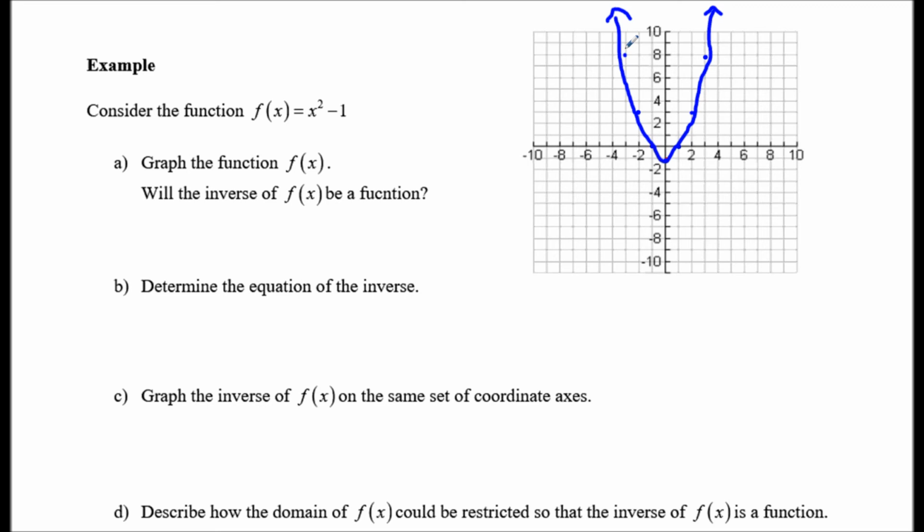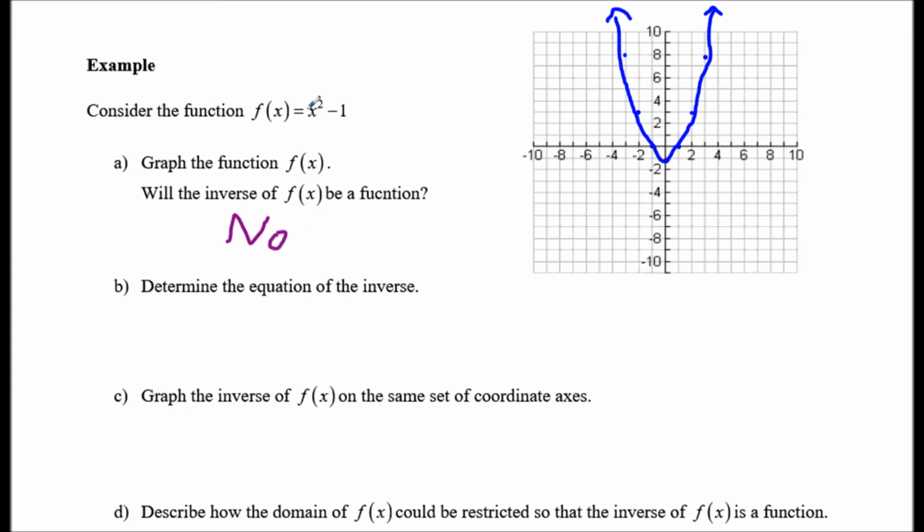Is the inverse a function? And the answer is no. How come? I'm just going to make a quick line here. It fails the horizontal line test. Because it fails the horizontal line test, its inverse is not a function. So, will the inverse be a function? I have to say no.